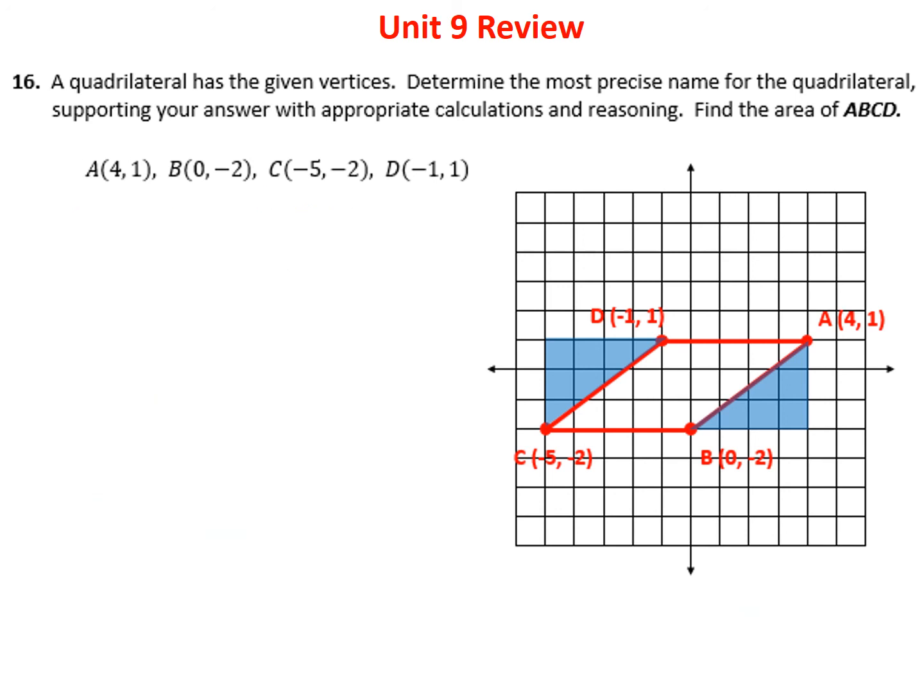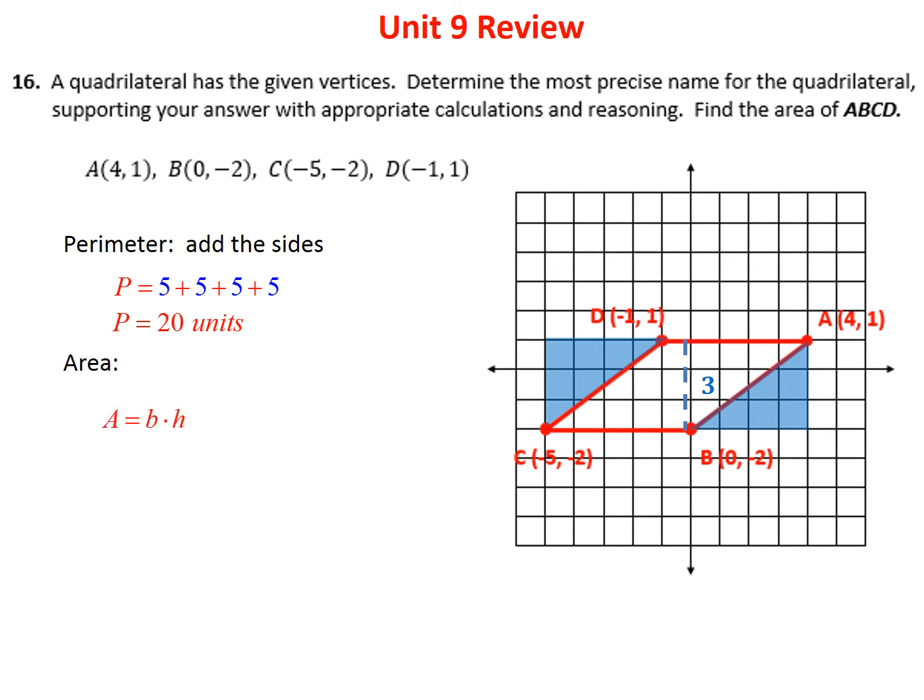Now the last thing we want to do is find the area. I'm going to go ahead and find the perimeter anyway, even though the question doesn't ask me. You recognize already that all sides are 5, so if I add 5 plus 5 plus 5 plus 5, or 4 times 5, I've got 20 units. When I come to find the area now, I know the base is 5, but what I'm missing is the height. So I can just drop a perpendicular from one side to the other, and I can see that the height is 1, 2, 3. So my area is the base 5 times 3, or 15 squared.